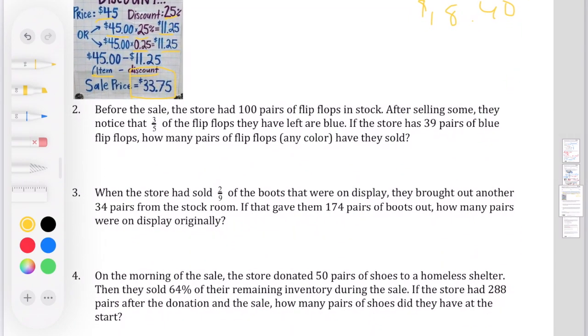Number 2, before the sale, the store had 100 pairs of flip-flops in stock. All right, so they had 100 pairs of flip-flops. After selling some, they noticed that 3/5 of the flip-flops they have left are blue. If the store has 39 pairs of blue flip-flops, how many pairs of flip-flops, any color, have they sold? So we're going to have to take those pieces of information, the 100 pairs of flip-flops, the 3/5 of flip-flops they have left are blue. They had 39 pairs of blue flip-flops remaining, and then how many have they sold of any color?